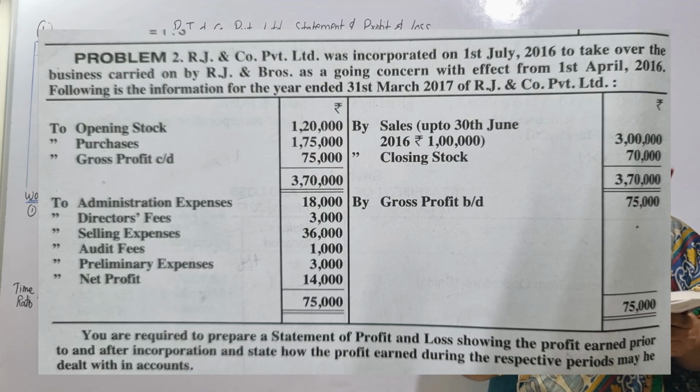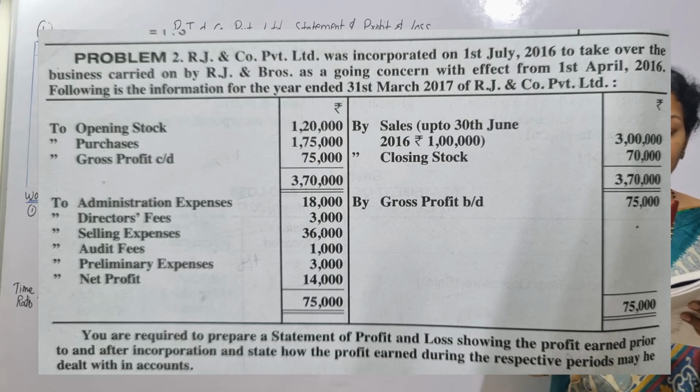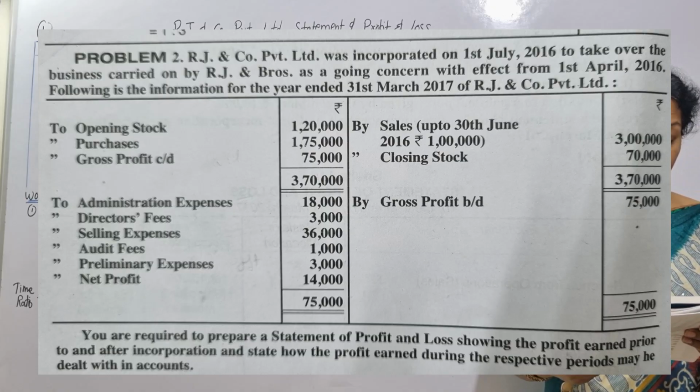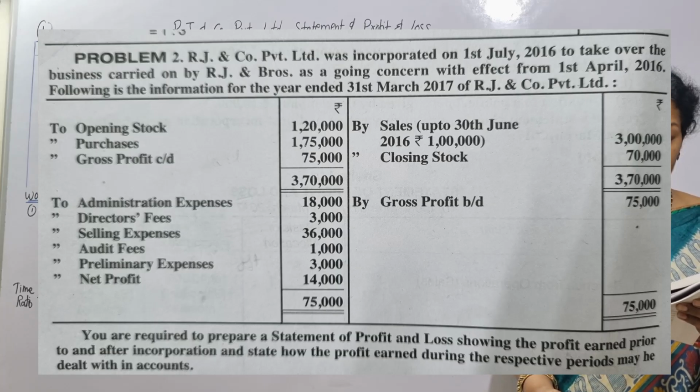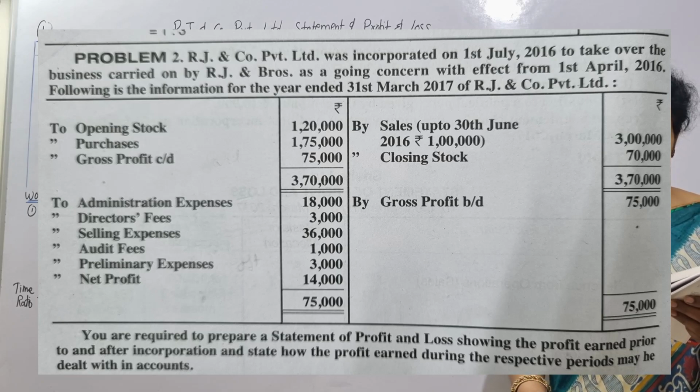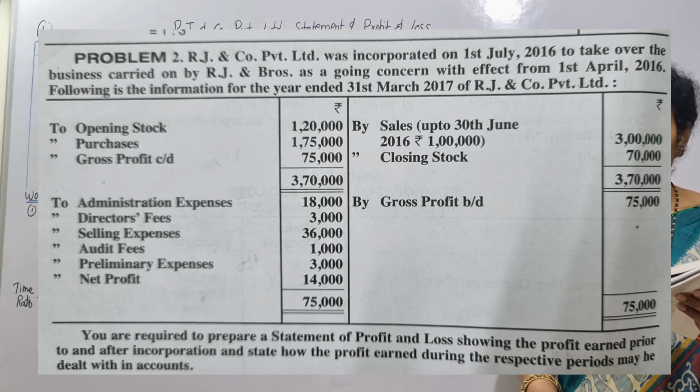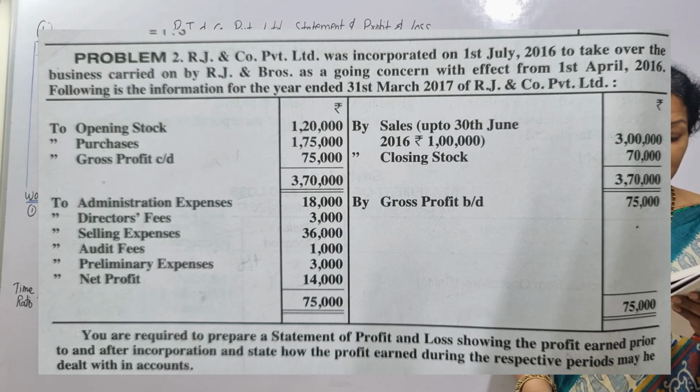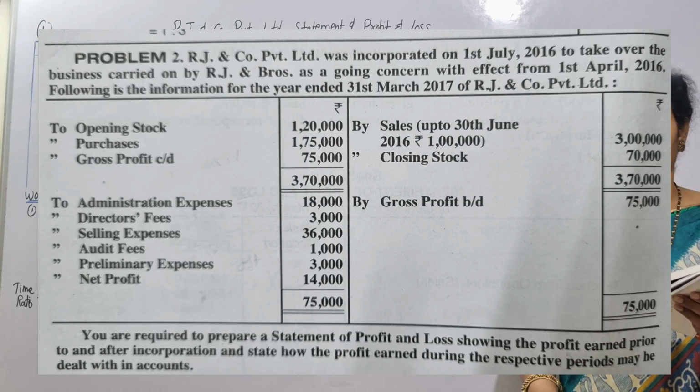See the problem. RJ and Company Private Limited was incorporated on 1st July 2016 to take over the business carried on by RJ and Brothers. RJ and Brothers was taken over by RJ and Company Private Limited as a going concern with effect from 1st April 2016. They purchased on 1st April 2016 but incorporated on 1st July 2016. Following is the information for the year ended 31st March 2017 of RJ and Company Private Limited. Now what is given to us?